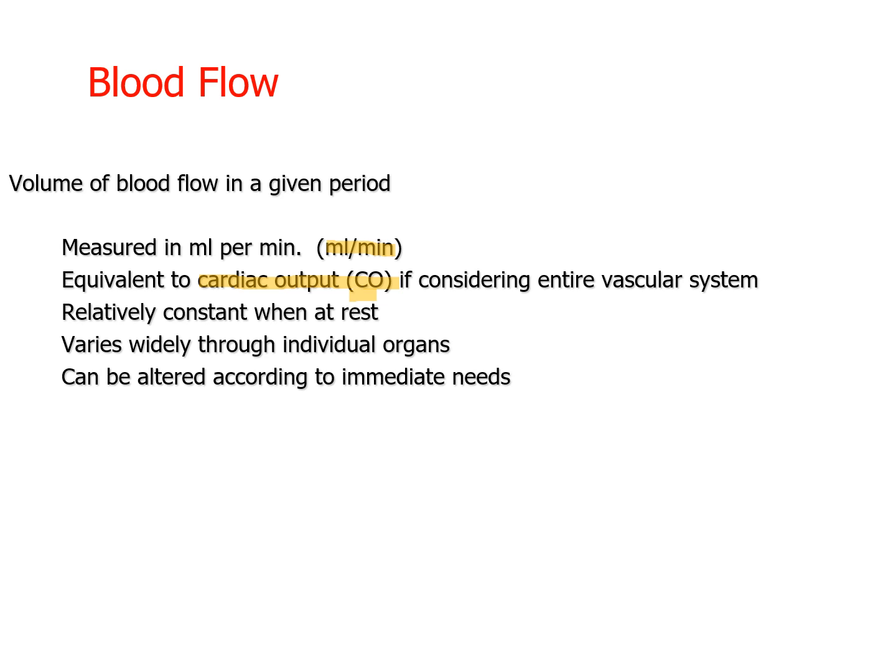At rest, it's relatively constant. It could vary between different organs. If you've just eaten a meal, more blood might flow into the intestines than elsewhere. So it is redirected at times, but overall at rest, cardiac output is going to stay the same. It's pretty constant within a range. But as soon as a person becomes active, then things change.